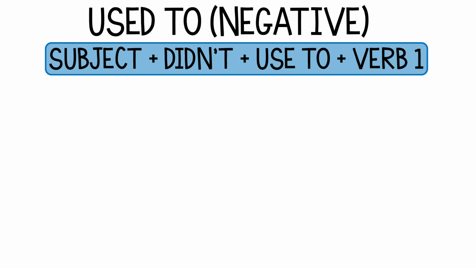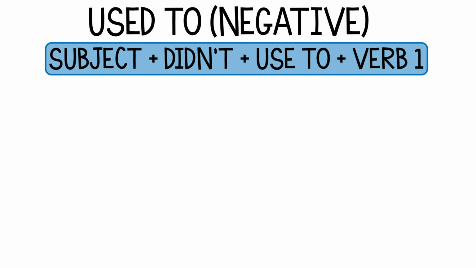We can also change it to its negative form, where the structure is different, but the meaning is also slightly different. If we use the negative form of used to, it means that in the past, this thing was not part of our routine, but nowadays it is part of our routine. Because we are talking about things in the past, we should use didn't. So, the negative structure is subject plus didn't plus used to plus verb 1.